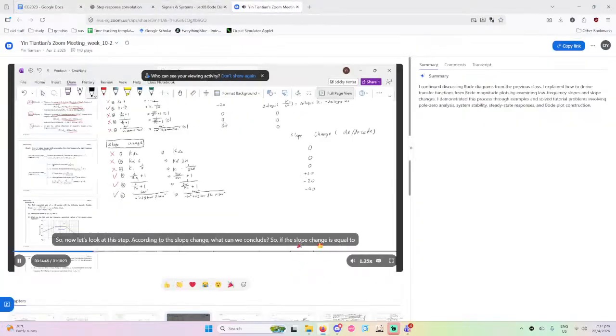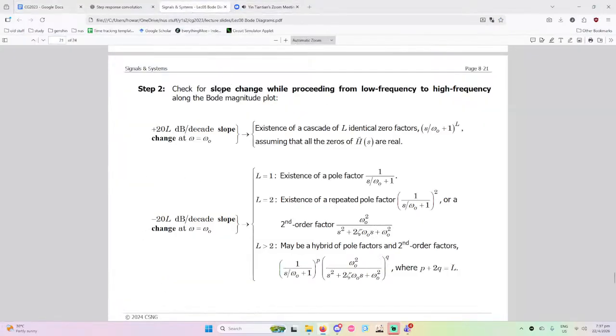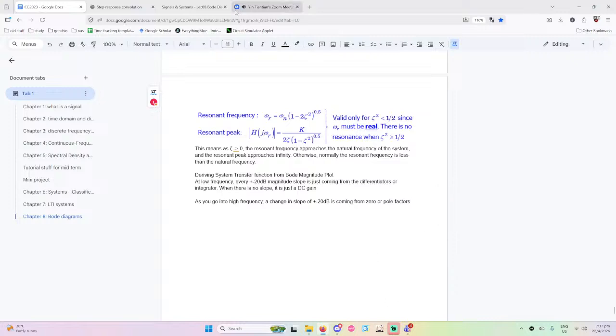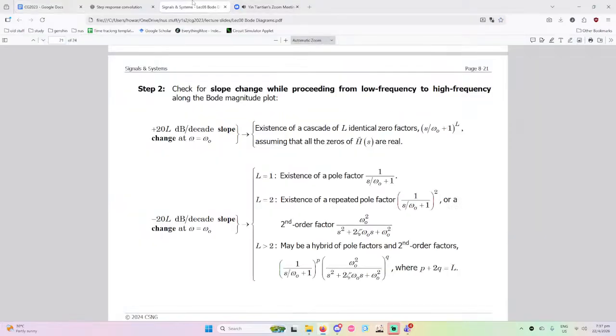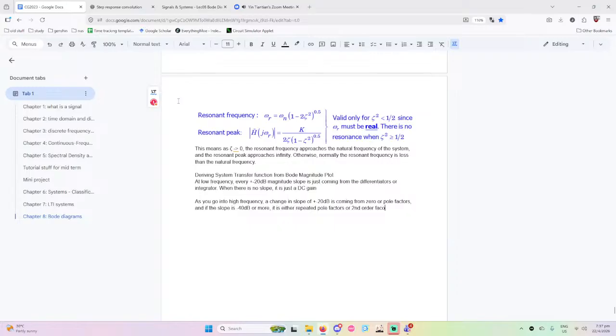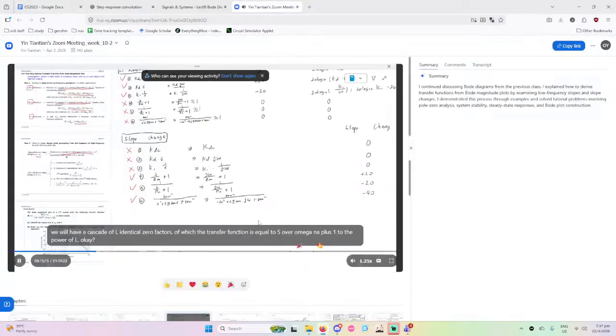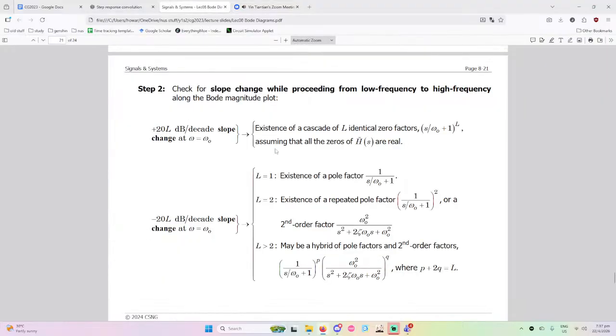So now let's look at this step. According to the slope change, what can we conclude? So if the slope change is equal to plus 20L, and the slope change is located at omega equal to omega naught, then what does it mean? If the slope change is positive, then we can only have the zero factors because only the slope change for the zero factor is positive. So it means that we will have a cascade of L identical zero factors, of which the transfer function is equal to S over omega naught plus 1 to the power of L.